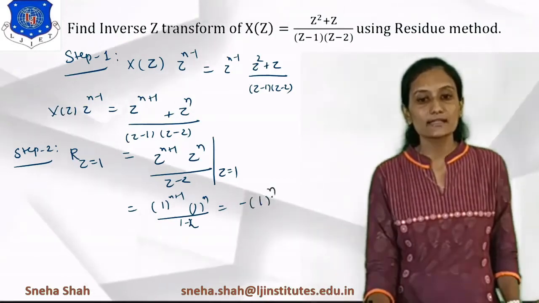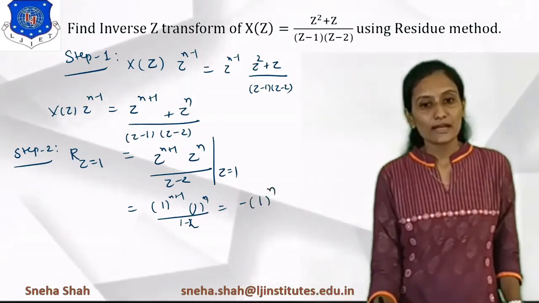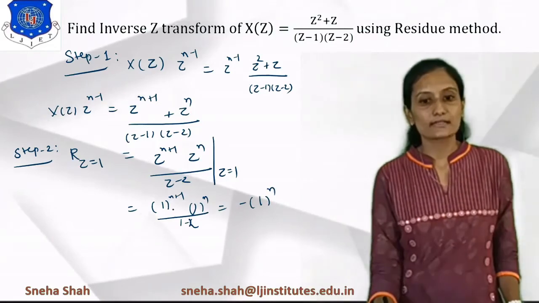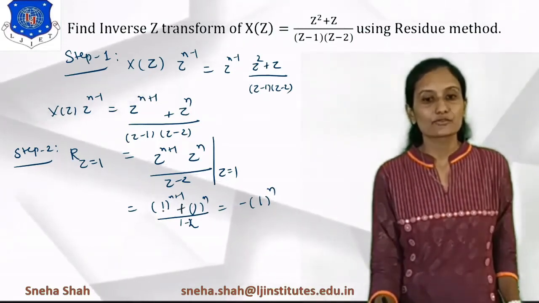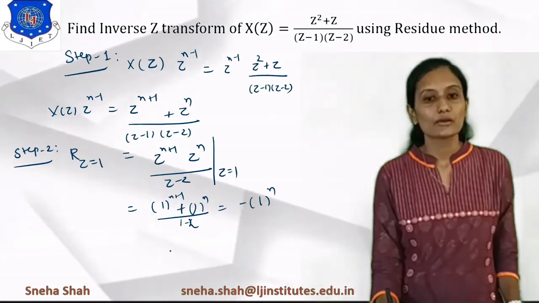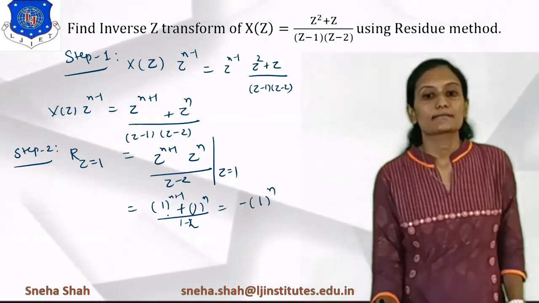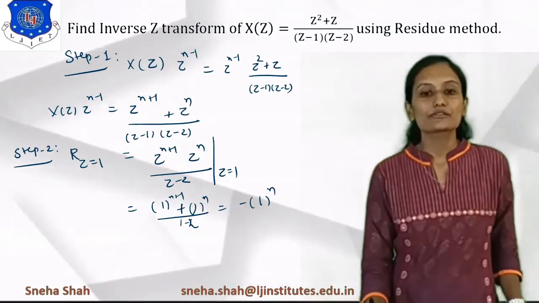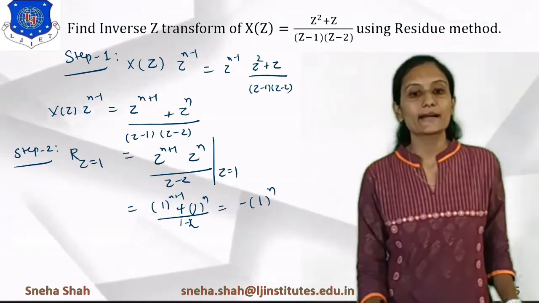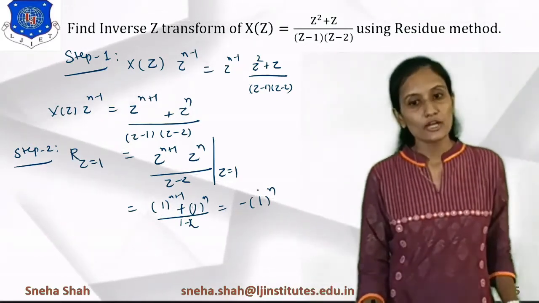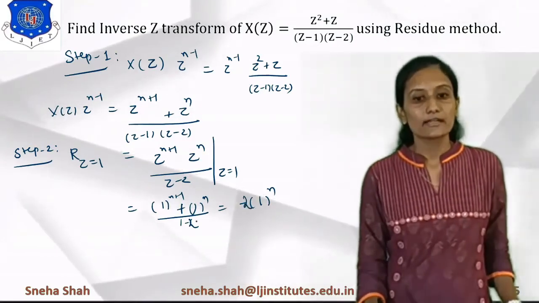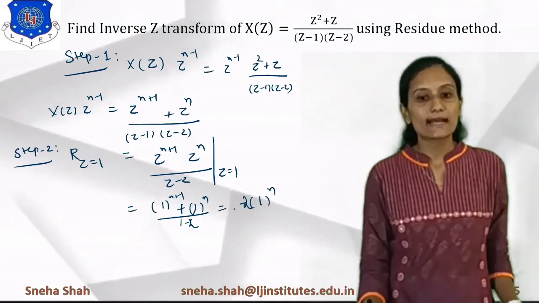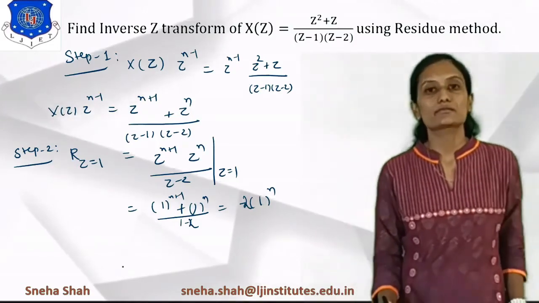We can also write it like this. 1 raised to n plus 1 will be considered as 1, and 1 raised to n will remain as it is, 1. This one is 1, this one is 1, right? So 1 plus 1 means 2. Or we can also take 1 raised to n as a common part. So 1 plus 1 equals 2, so it will be considered like this: 2 times 1 raised to n divided by minus 1. So its answer is minus 2 into 1 raised to n.